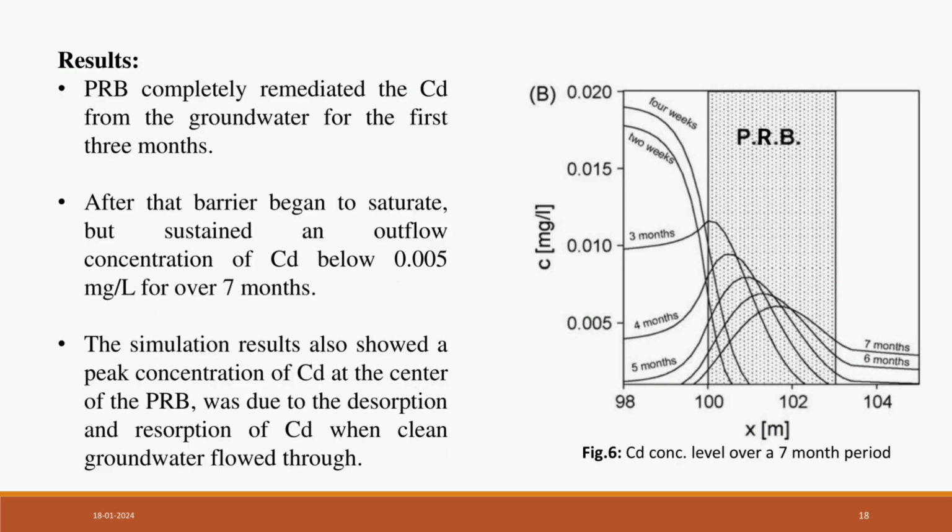You can see in the image, the PRB completely remediated the cadmium from the groundwater for the first 3 months. After that, the barrier began to saturate but sustained an overflow concentration of cadmium below 0.005 mg per liter for over 7 months. The simulation results also showed a peak concentration of cadmium at the center of the PRB was due to the desorption and resorption of cadmium when clean groundwater flowed through.